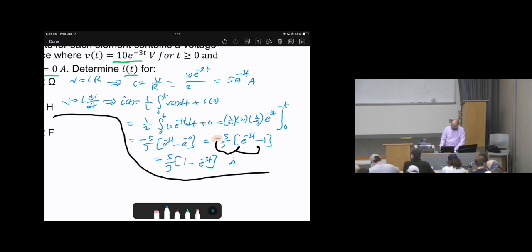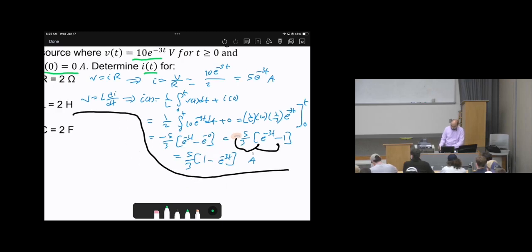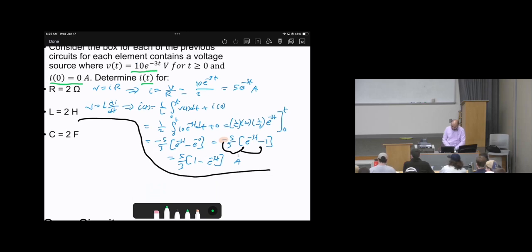Now the next part, we need to calculate the current for the capacitor. We know the formula I equals C dV by dt. C is given as 2, the time derivative of v of t, which is 10 e power negative 3t. Then 2 times the constant 10. The derivative of the exponential, we will put negative 3 here. Then times the exponential itself.